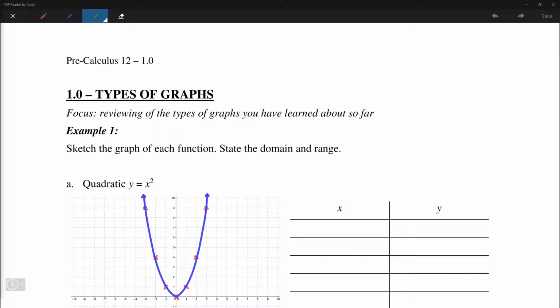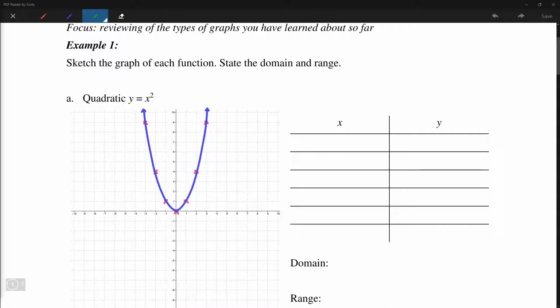We'll begin by looking at the quadratic function y equals x squared, example 1a. In order to graph this, we will have some x values. Let's say, for example, -3, -2, -1, 0, 1, and 2. Those are x values, and our corresponding y values will be 9, 4, 1, 0, 1, and 4.